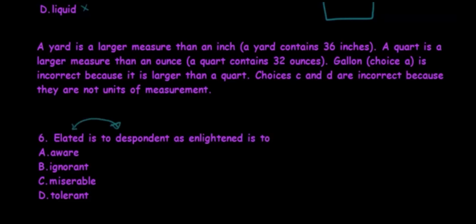Next, we've got elated is to despondent, as enlightened is to. Clearly, they are opposites of each other, so we're looking for an opposite of enlightened. When you're enlightened, you are aware. When you're enlightened, you are ignorant? No, that's the opposite. Oh, so that is because we're looking for the opposites, right? No, that's synonyms, so not. Enlightened, you're miserable? Not really. When you're enlightened, you're supposed to feel quite good. Tolerant has nothing to do with each other.